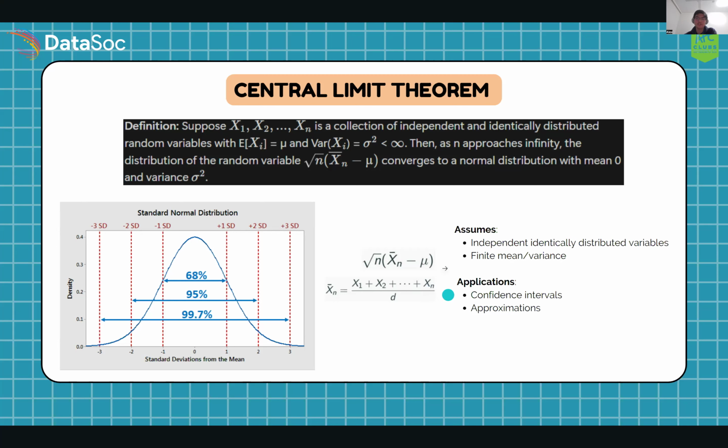And this assumes independent and identically distributed variables. It has a finite mean and variance. And the application of this is you can use it to estimate confidence intervals or approximations if you don't know the distribution of the original sample.